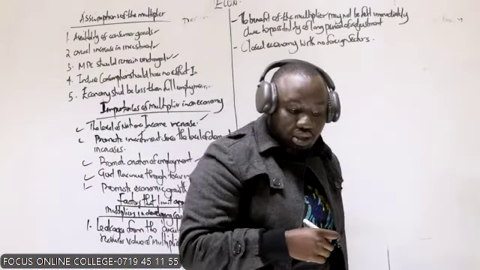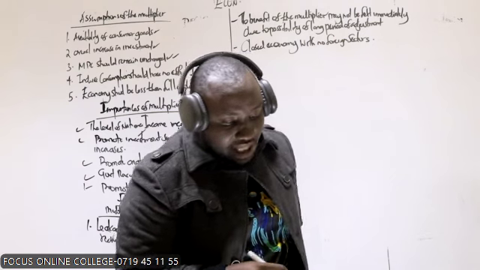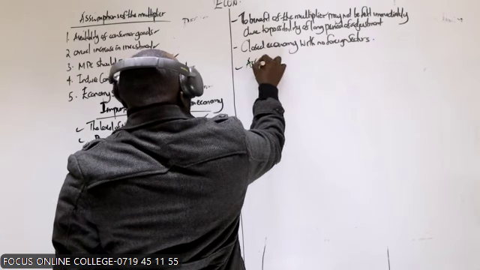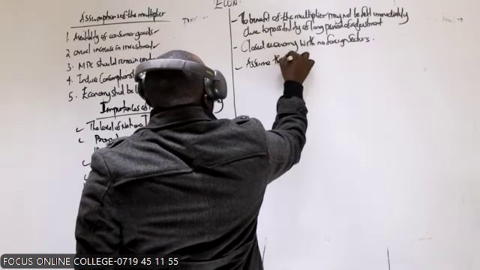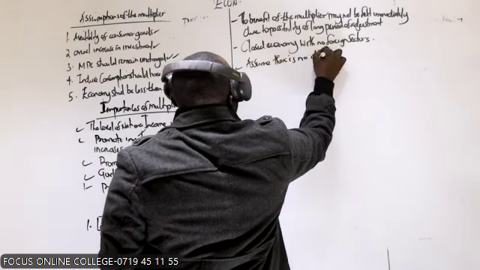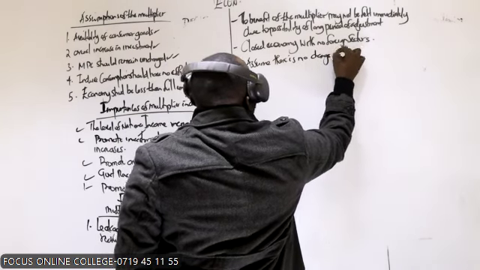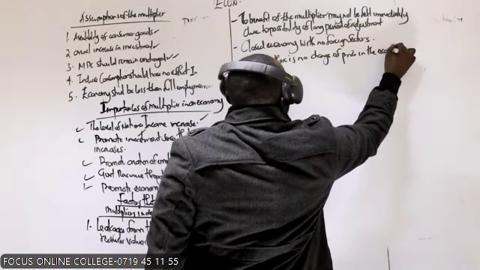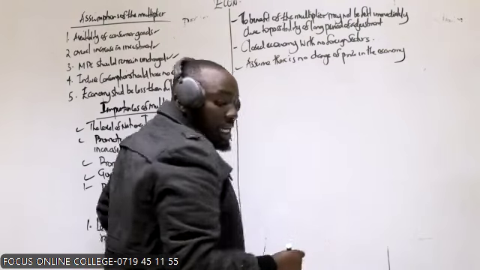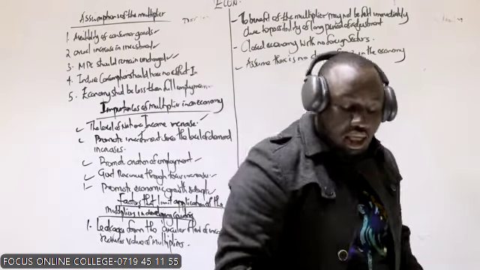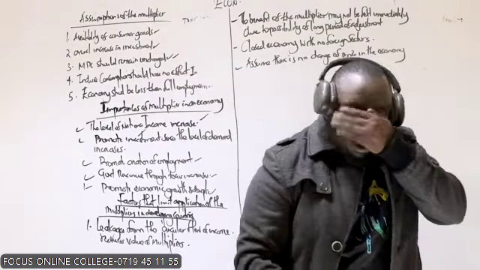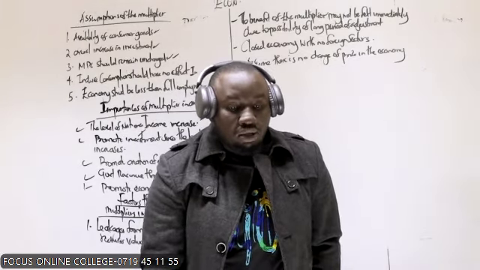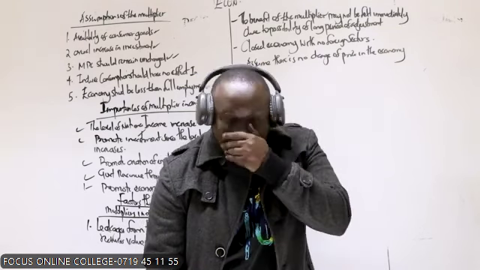Then we can also talk about the multiplier assuming that there is no change in the price of commodities. It assumes as a limitation that there is no change in price in the economy.